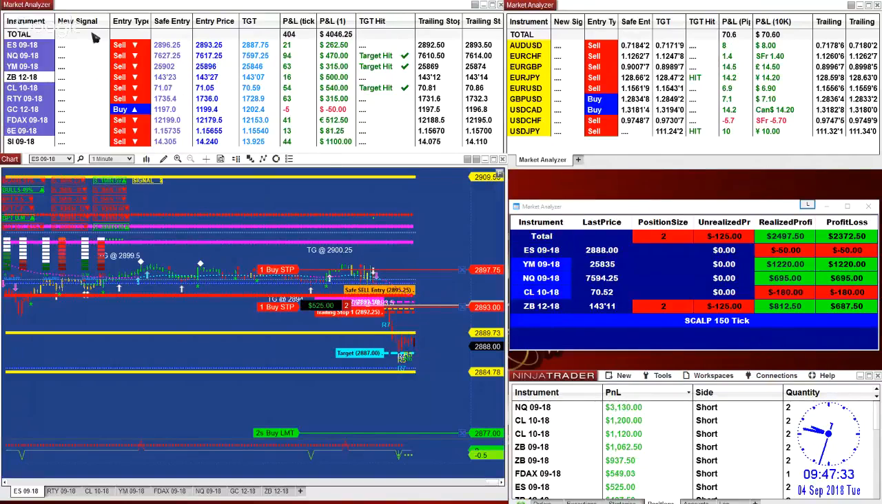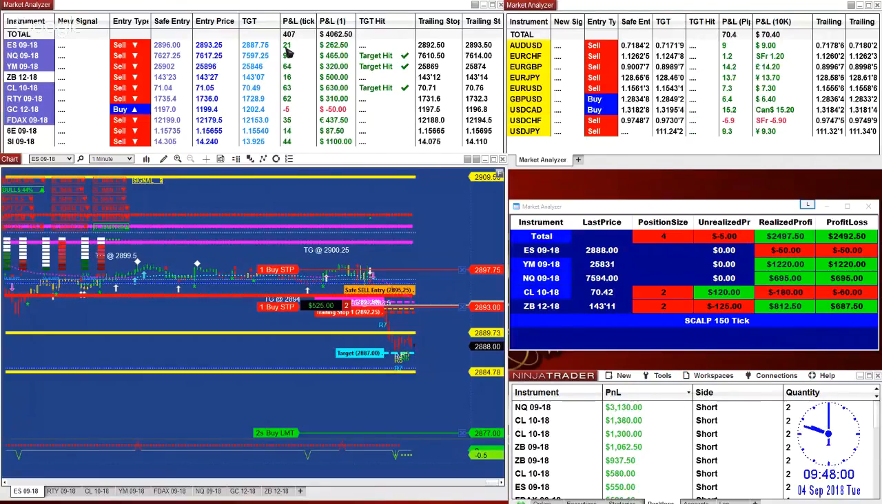Here is the direction of the signal when it comes out. It tells you which direction, new signal, entry price, target price, and the pips from the last entry. As an example, right now on the ES, we have an entry at 2893.25, and then the target is 2887.76. Right now, we are on that trade from the last signal, 20 ticks.